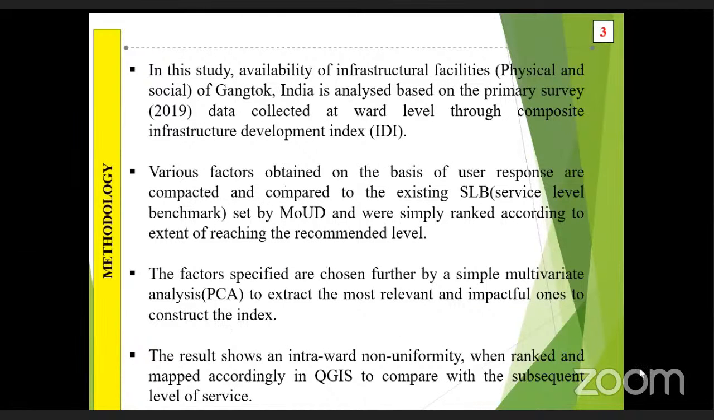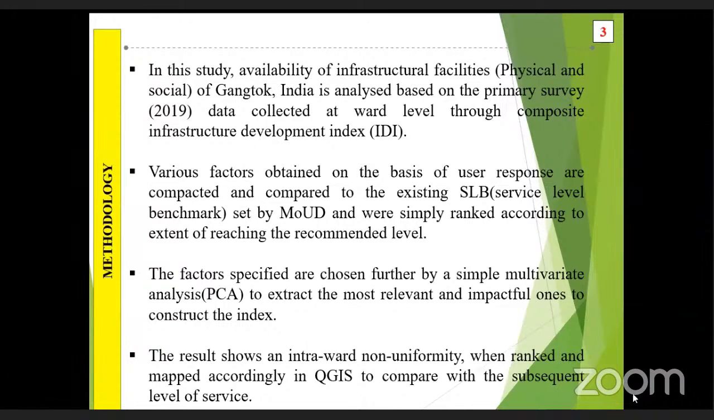Moving over to the methodology of the study. So availability of physical infrastructure is analyzed at first based on the primary survey that was conducted in the study area in later months of 2019. The resulting factors are compiled and compared to the service level benchmark factors called SLBs, those set by MOUD, that is the Ministry of Urban Development in India. Then a comparative ranking is done based on the extent of reaching the recommendation.